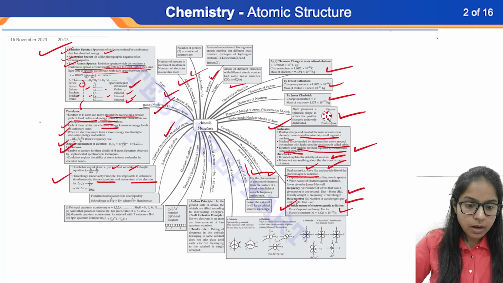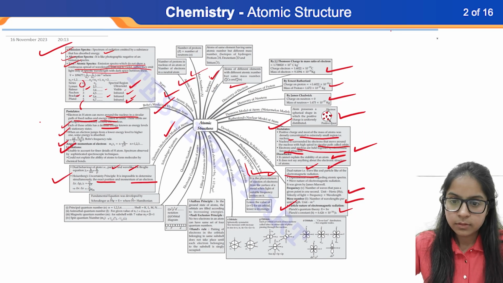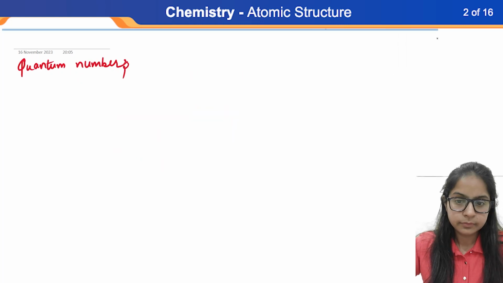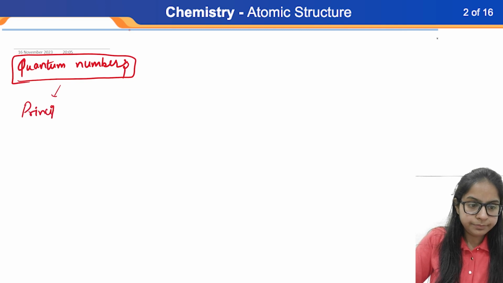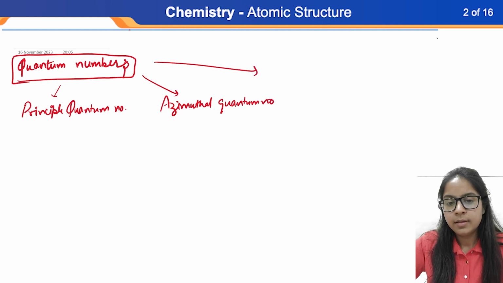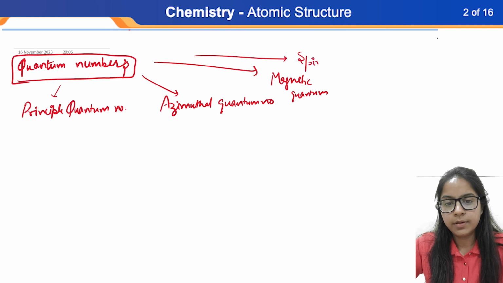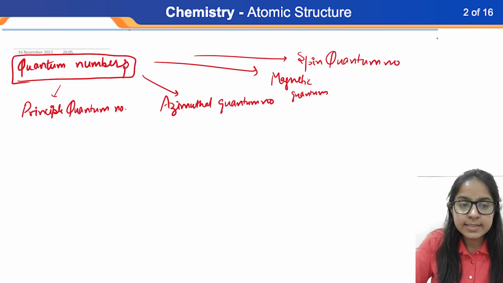Okay, now the principal quantum number. Quantum numbers are four types: principal quantum number, azimuthal quantum number, after that magnetic quantum number, and the fourth one is the spin quantum number. The quantum numbers are going to explain to us the complete address of an electron, that is, where exactly the electron is.